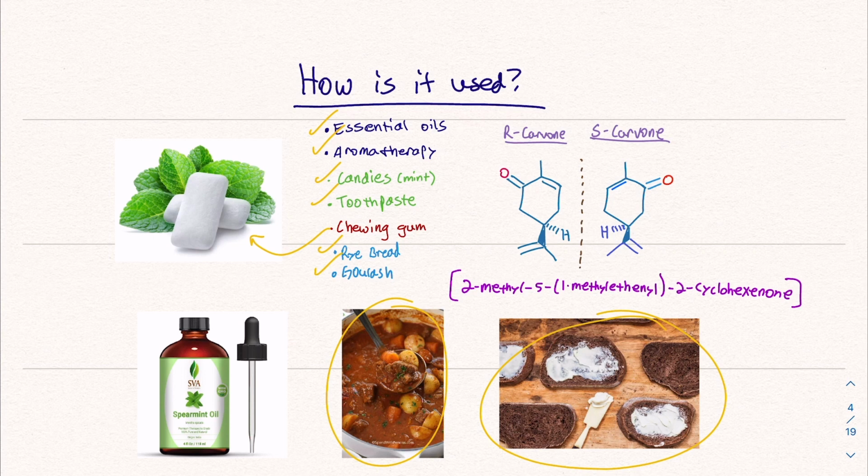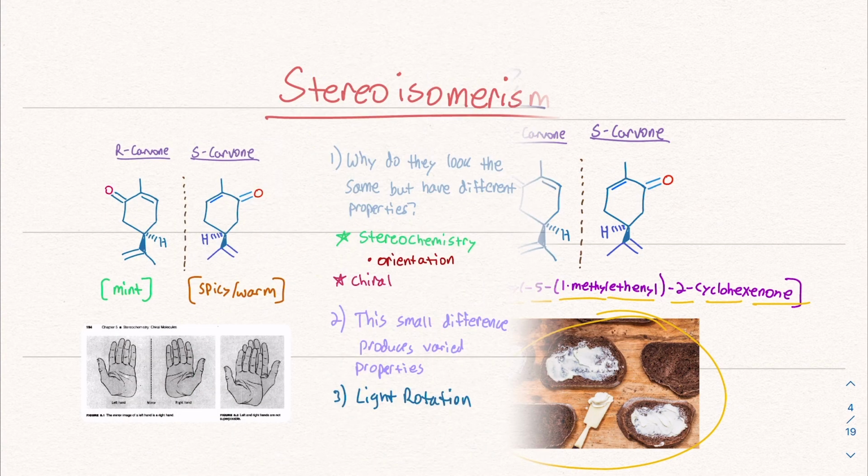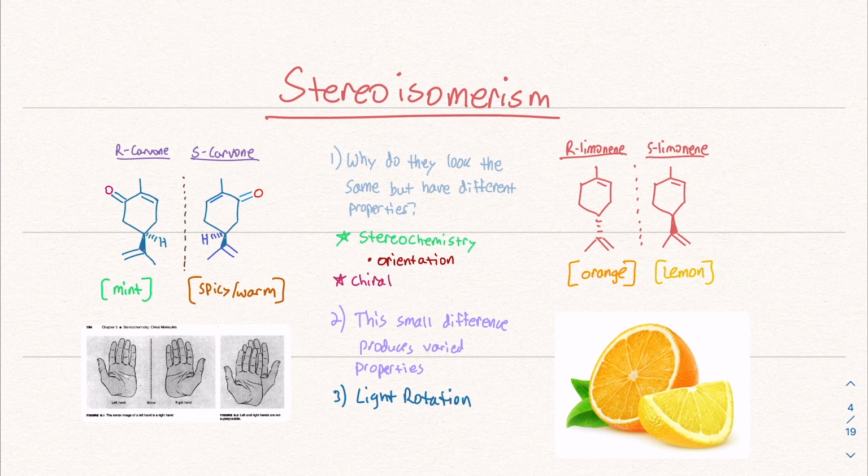And the really fancy term for it is 2-methyl-5-(1-methylethenyl)-2-cyclohexenone. Again, I'm just putting it here because some of this stuff is really crazy the way it's named, but I think it's interesting. Let's take a little dive into that term stereoisomerism. Some of you might be having flashbacks to organic chemistry. When I was taking organic chemistry and tutored organic chemistry, this was the section that people hated the most. So let's break it down a little bit.